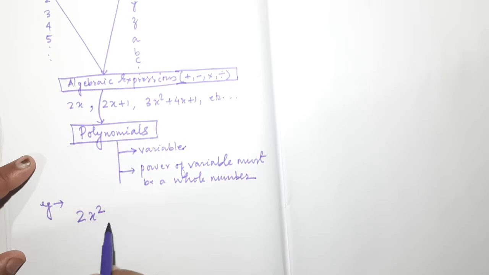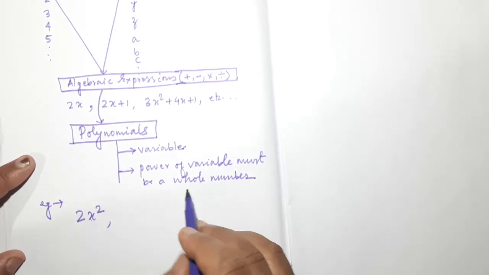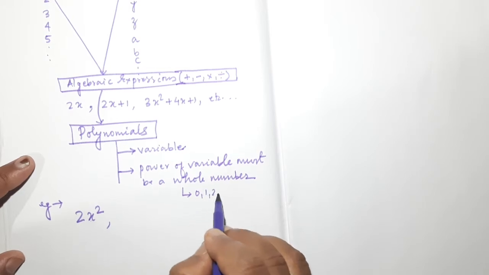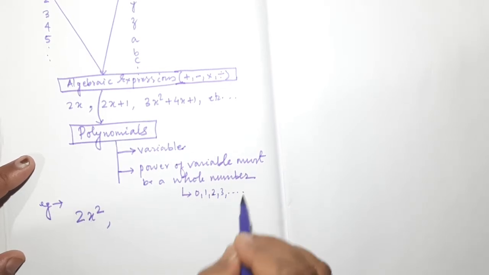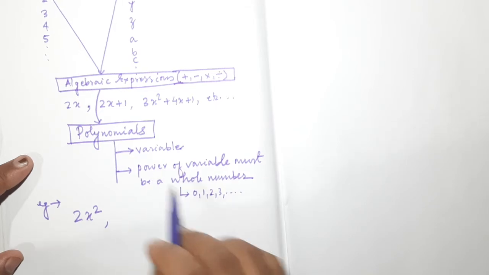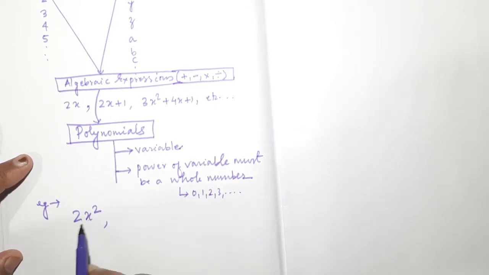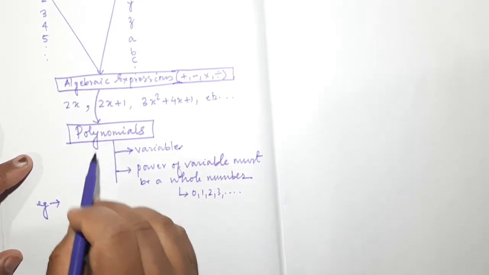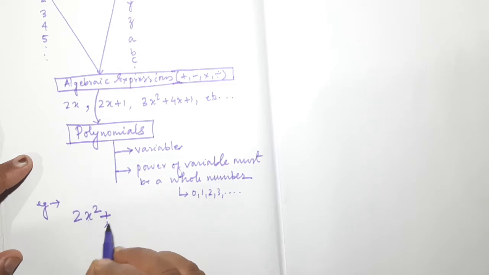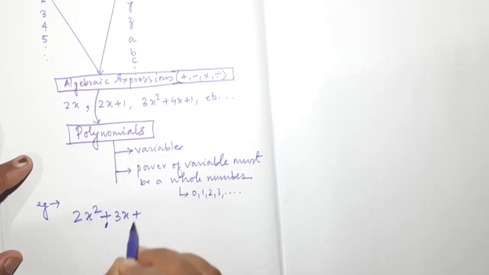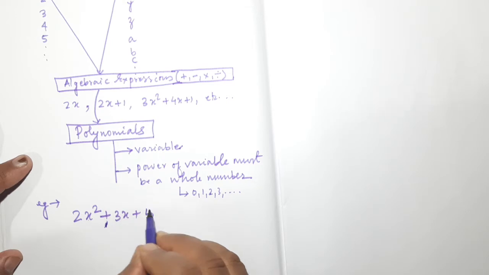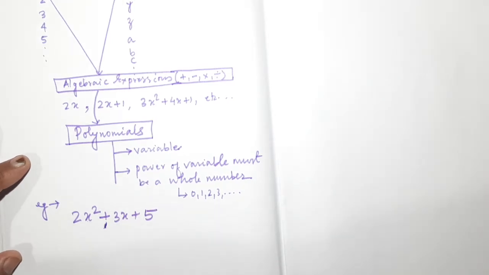Let us see a few examples. 2x square: x is a variable and the power is a whole number. What are whole numbers? 0, 1, 2, 3. These are all whole numbers, so the power should be in this form. That is one example of a polynomial. Next, one example I can write is 3x plus 5.